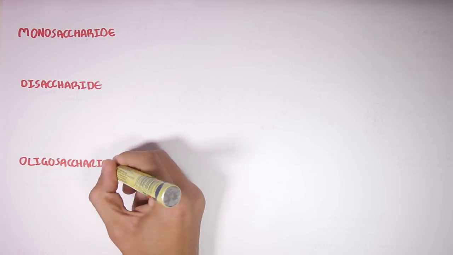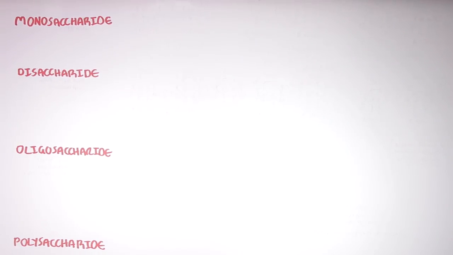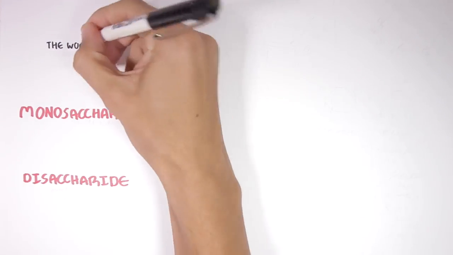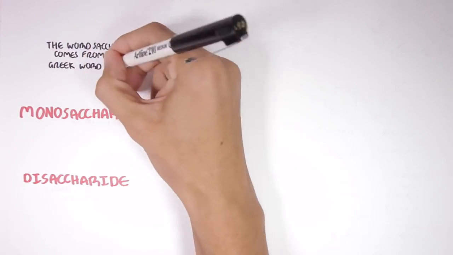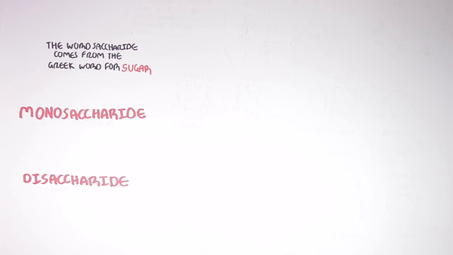Carbohydrates can be divided into 4 types. These are monosaccharides, disaccharides, oligosaccharides, and polysaccharides. The word saccharide is derived from the Greek word for sugar. Now let us look at each of these types of carbohydrates and learn a bit more about their structure and how they are formed. This is a biochemistry lesson.